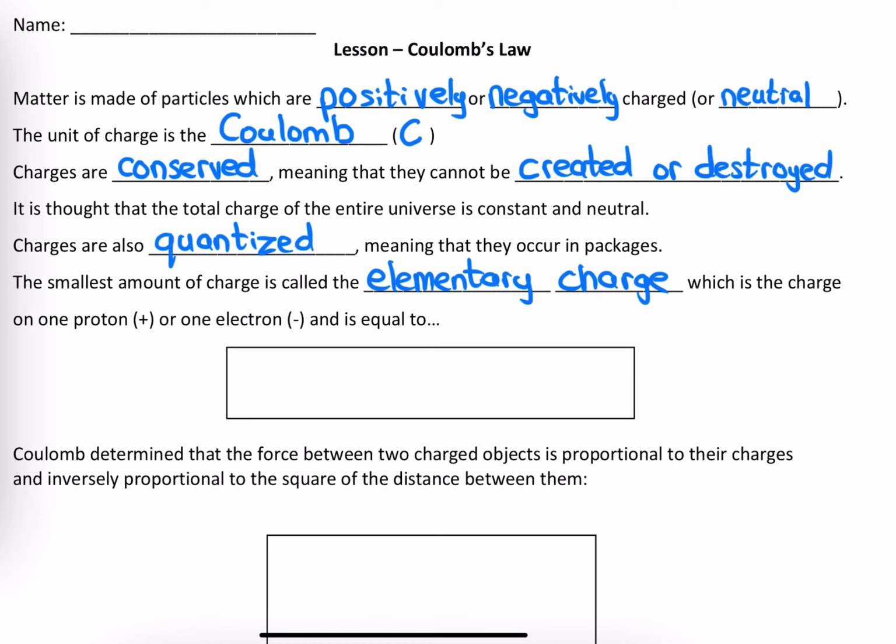This is the charge on one proton and on one electron. If it's the charge on a proton, it's positive. If it's the charge on an electron, it's negative. And this charge, because it's so important, is given its own letter. It's given the letter E, for elementary charge. And it has a value of 1.60 times 10 to the negative 19 coulombs. That is the amount of charge on one proton, if we're talking positive charge, and it's the amount of charge on one electron, if we're talking a negative charge.